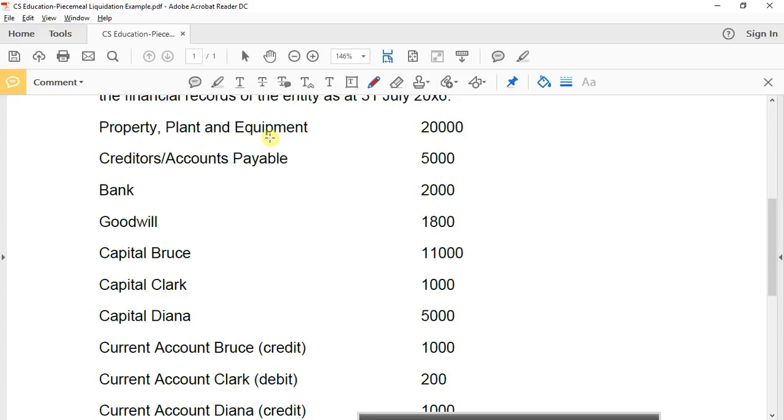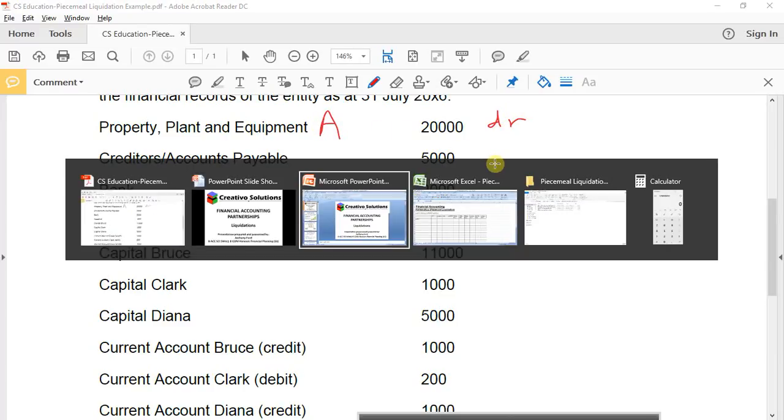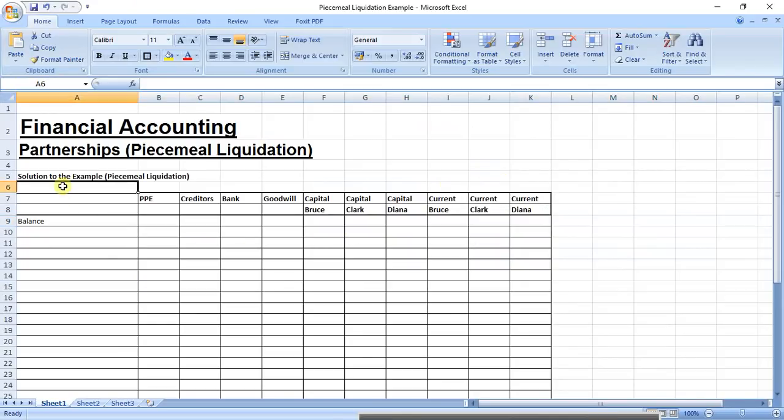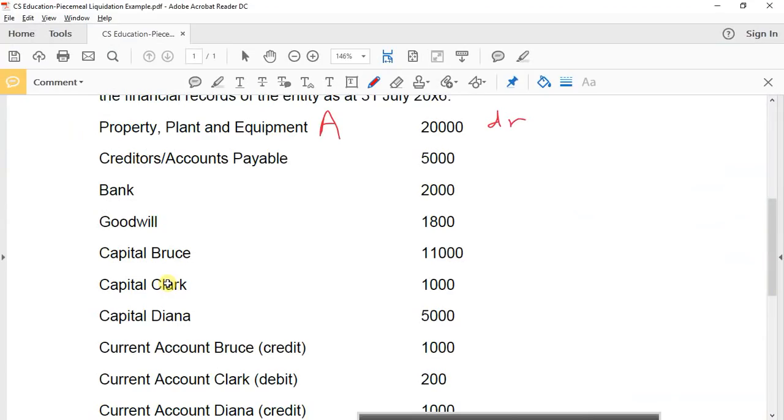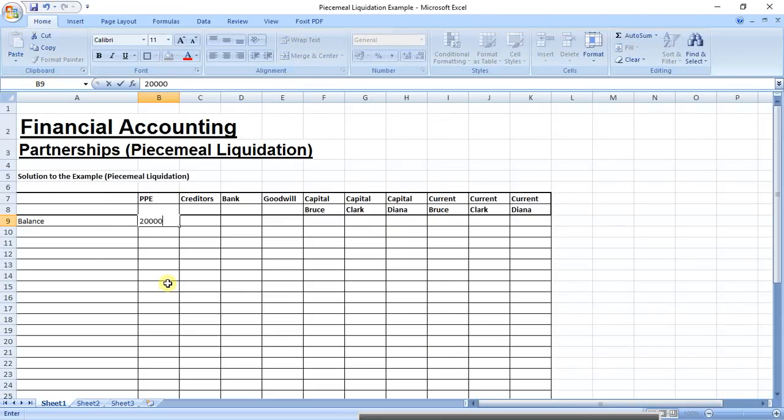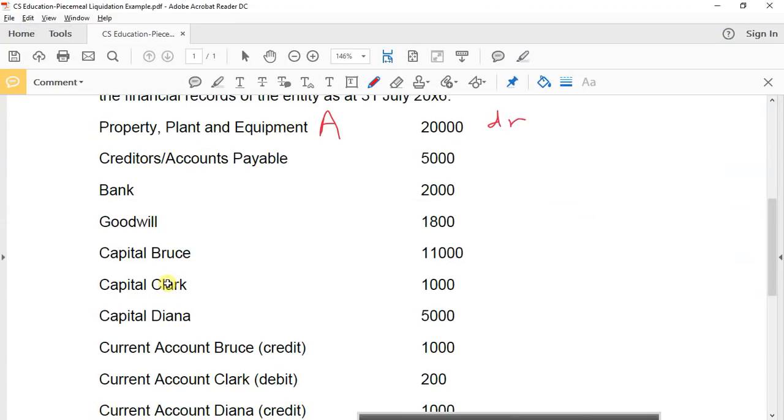Okay, so the first account that I've got here is PPE. Property, plant and equipment you should know is an asset which has a debit balance. Okay, so it's positive. If I go to my solution, I'm going to be drawing up a table. Okay, so I'm going to have columns for each and every one of those accounts. Right, so we just saw the balance for PPE. PPE has a balance of 20,000. Okay, let's write that in.